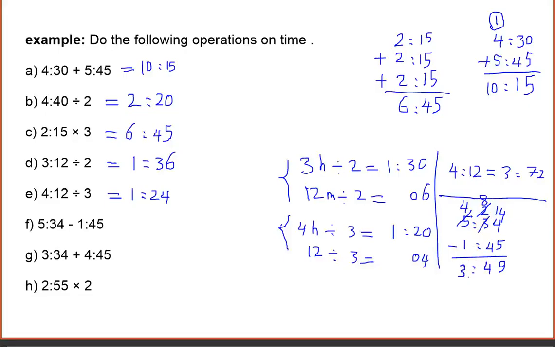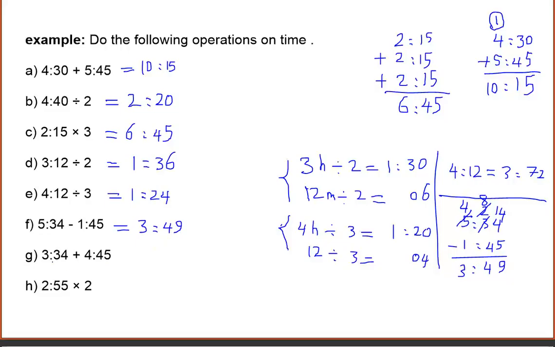I can check the result. For example, here 4 hours, I can add 1 hour 45 minutes to 3 hours 49 minutes to check if the final answer is correct. Here 4 hours, and then this is 1 hour 20, and this is 14 minutes, 4 hours and 5 hours and 34 minutes is correct. Okay, so the final answer is 3 hours 49 minutes.